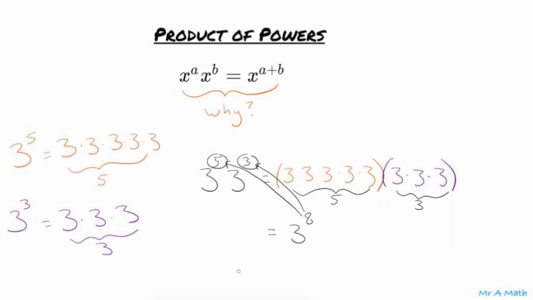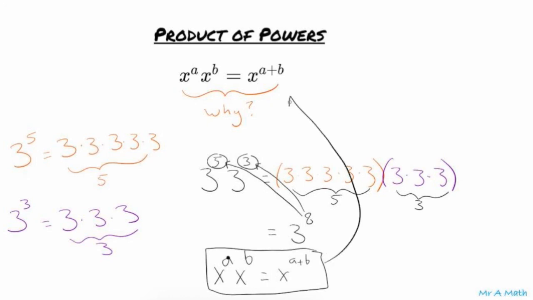People started realizing if I have some number, let's call it x, and I raise it to whatever power a is, and then I multiply it by x again and raise it to whatever power b is, instead of writing all of this out, I can just recognize that when I multiply two bases that are the same together, I can just add together those bases' exponents as my answer. And our product of powers law here is what we had back at the beginning.